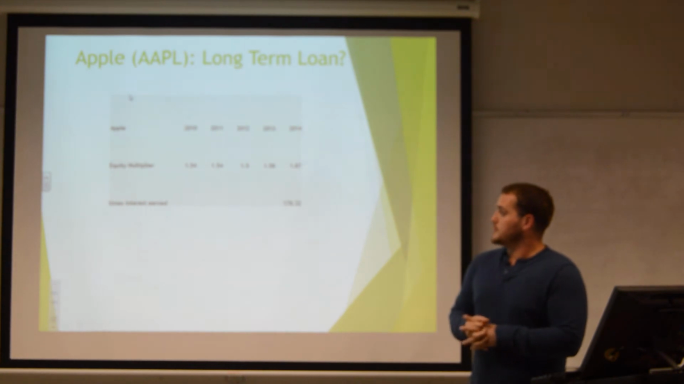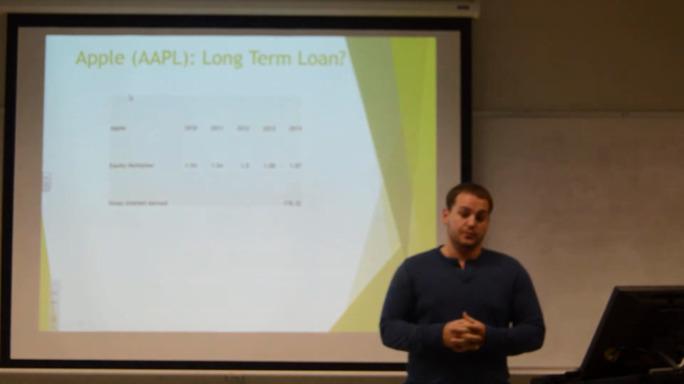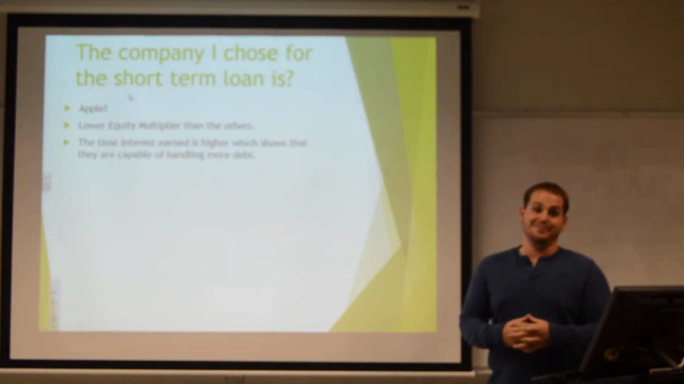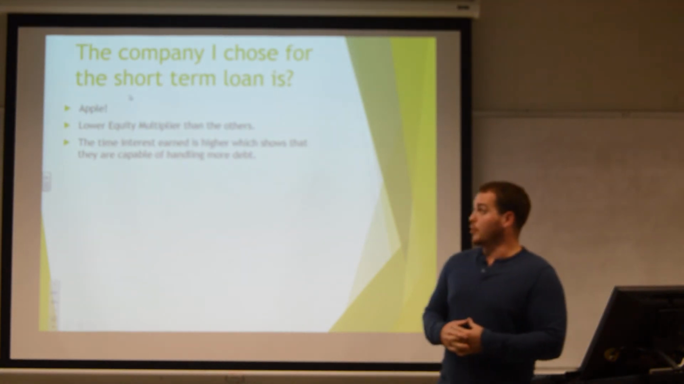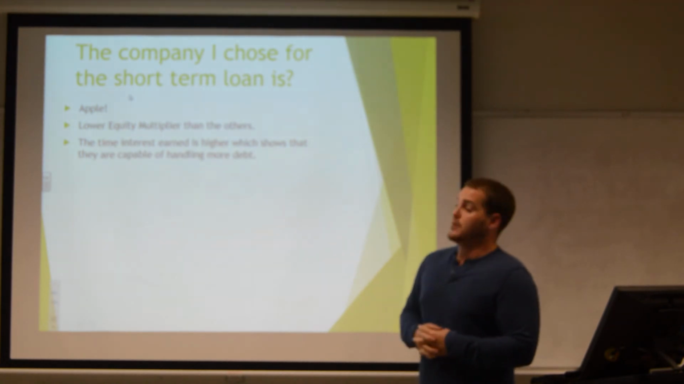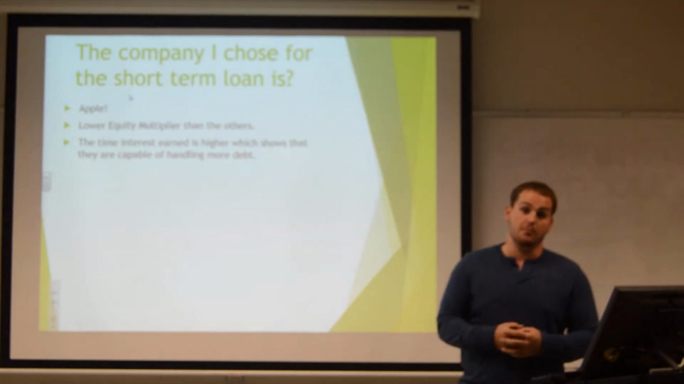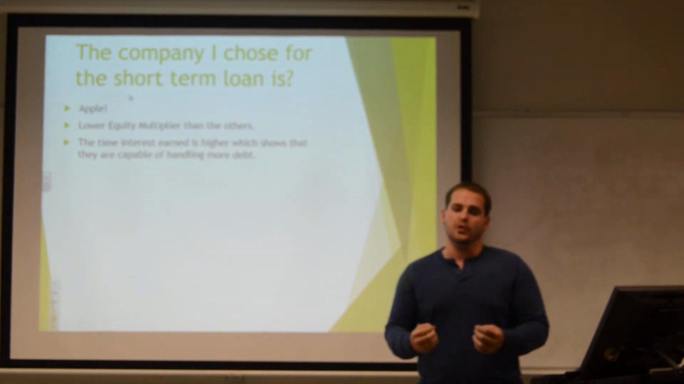Their equity multiplier seemed pretty high. After doing some quick analysis and everything like that, I ended up figuring out it was Apple. They had a lower equity multiplier than the others. The times interest earned is higher, which shows that they are capable of handling more debt. And in a long-term loan, that's what I'm really looking for.